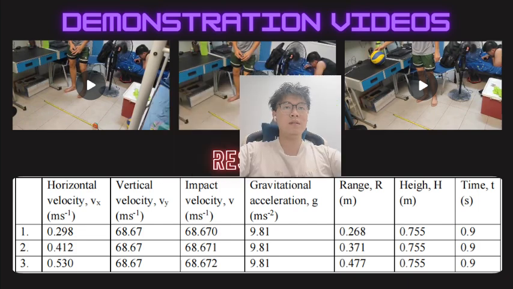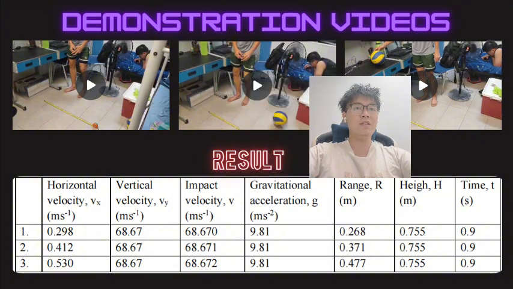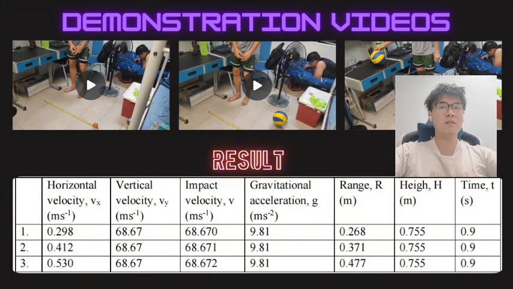Next is about gravitational acceleration, that means g. The g is 9.81 for all 3 experiments, and the range from the initial point to the final point is a bit different, which is 0.268 for the first experiment, 0.371 for the second experiment, and the last is 0.477. The height is the same, which is 0.755 for all 3 experiments, and the time is also the same, which is 0.9 for all 3 experiments.